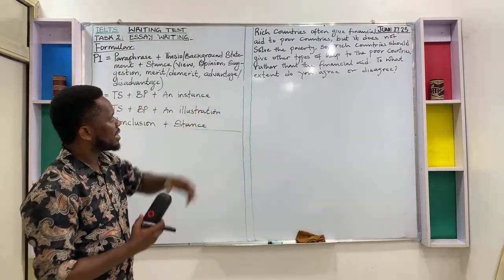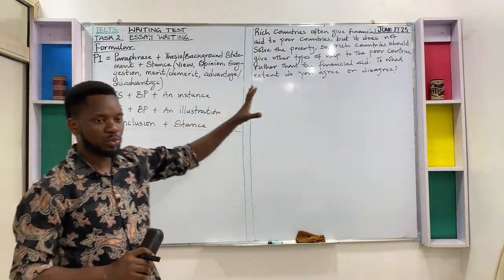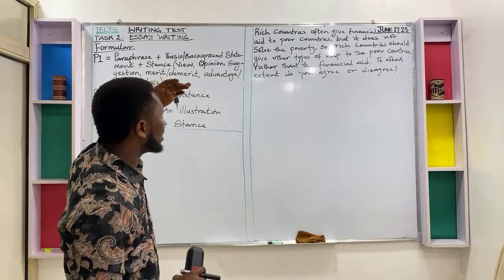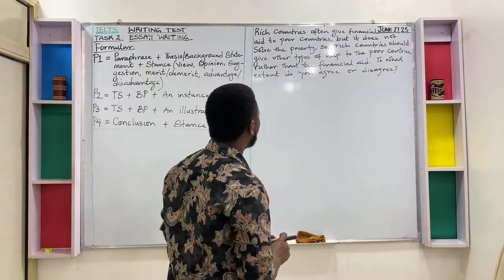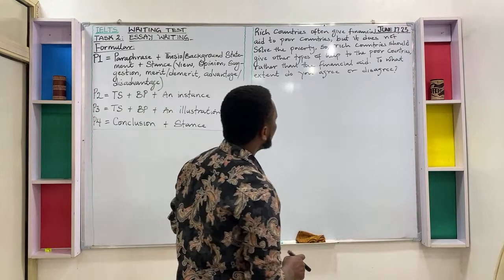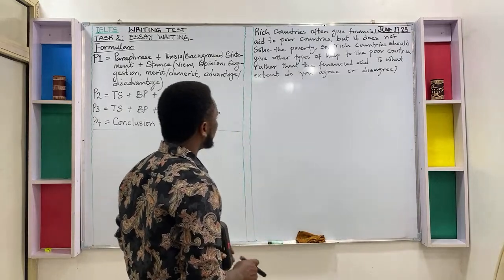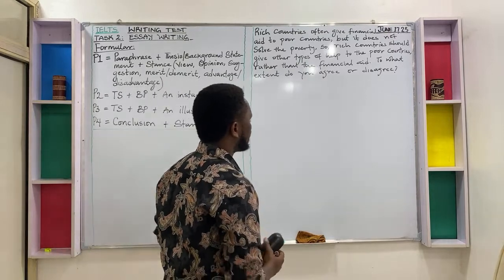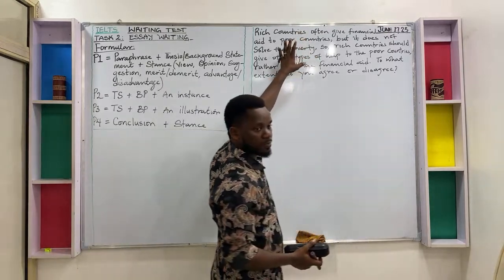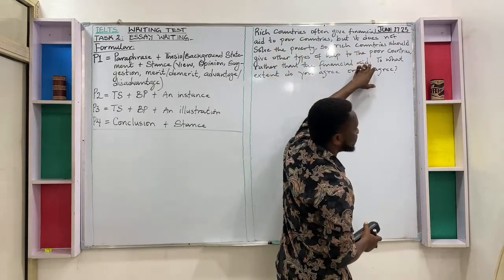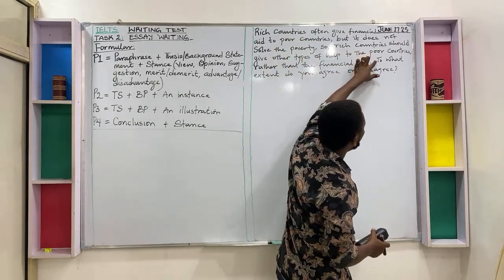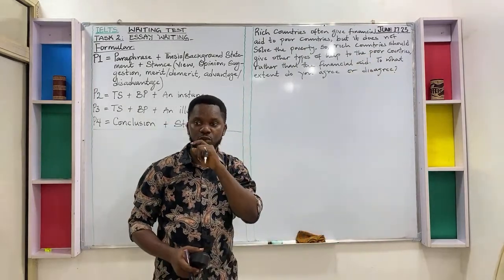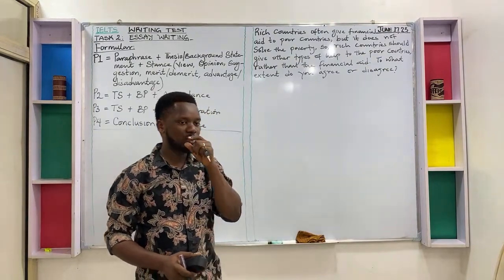Okay, so here is a typical IELTS question. This question says, rich countries often give financial aid to poor countries, but it does not solve the poverty. So rich countries should give other types of help to the poor countries rather than the financial aid. This is the issue. So the issue stops at this point, right? Now from this point to this point is referring to you. It's directed to you. To what extent do you agree or disagree?